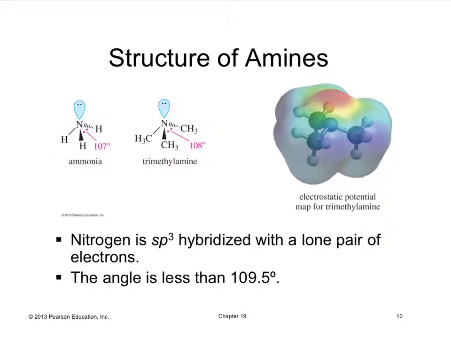Structure of amines. Nitrogen is sp3 hybridized with a lone pair of electrons on top, shown here. Because of that lone pair of electrons, the angle is less than the ideal 109.5 in tetrahedral geometry. It's 107 in the case of ammonia. In the case of trimethylamine, it's 108.